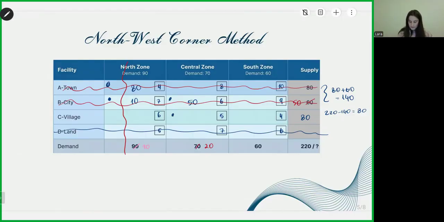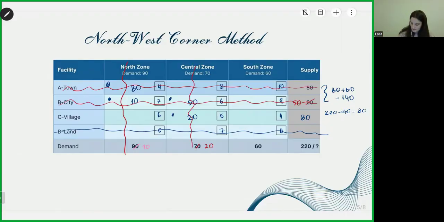And let's see, 50 is already allocated of that demand, and I have 20 left for central zone, and C village can allocate 20, so I'm going to write 20 here. After that, I don't have to supply more to demand zone, central zone.